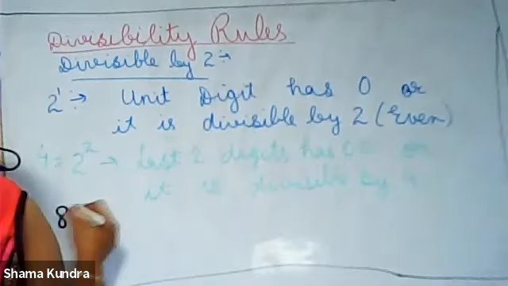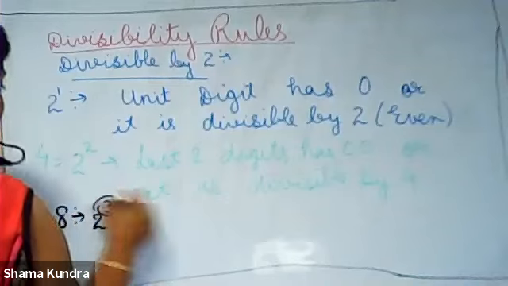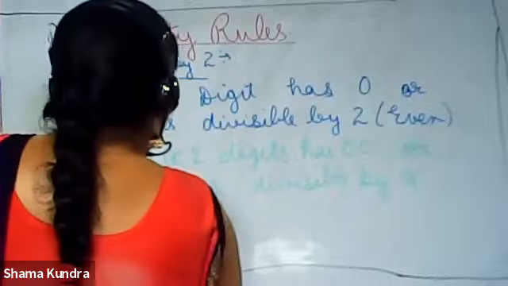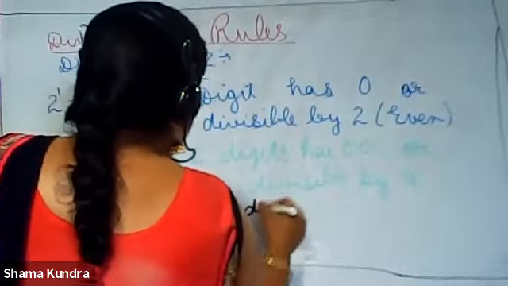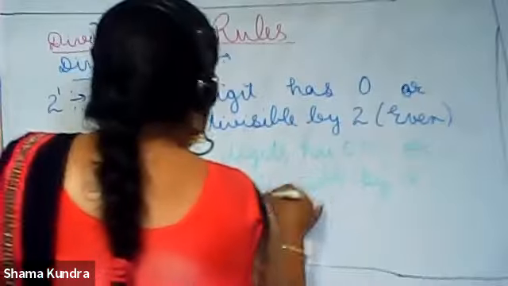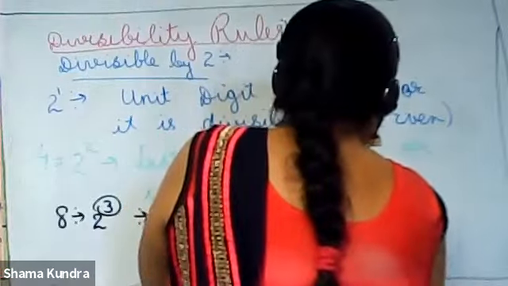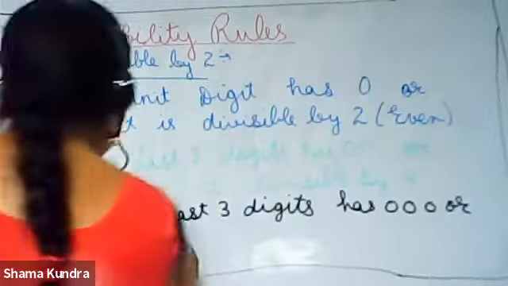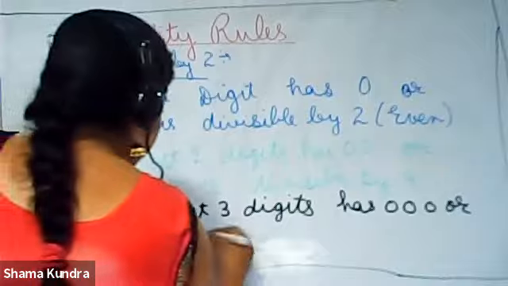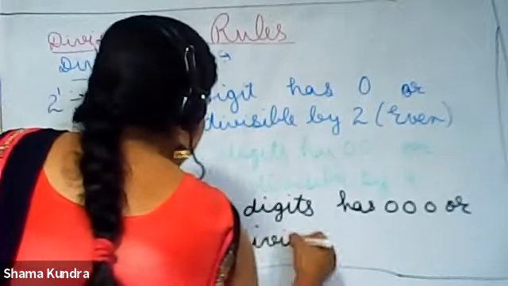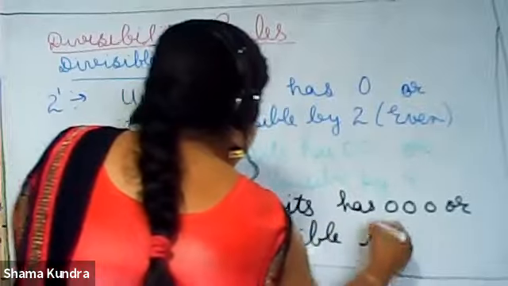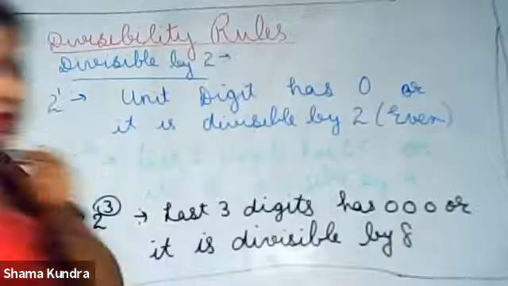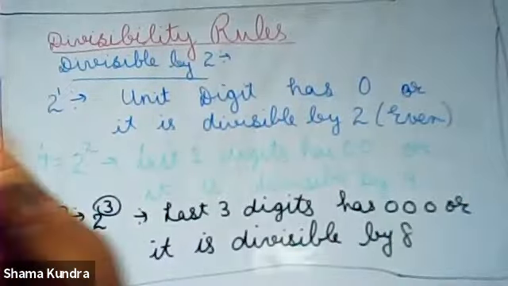Next we have the divisibility rule for 8. 8 means 2 raised to power 3. If the last 3 digits have 0, or the last 3 digits are divisible by 8, then the number is divisible by 8, and so on.